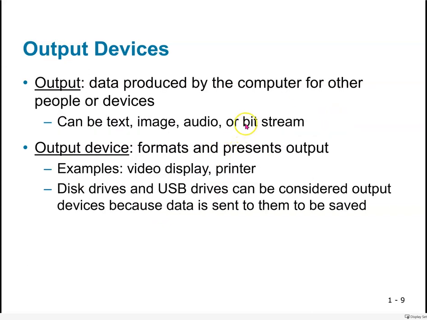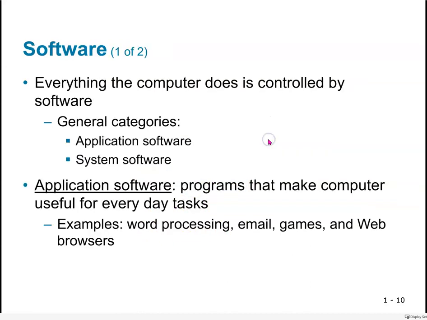Output devices: data produced by the computer for other people. Text, images, audio, or bit streams. The output device formats and presents output. Video displays, printers, USB drives, disk drives. The network, the internet can be considered output devices. Anything that can receive data.